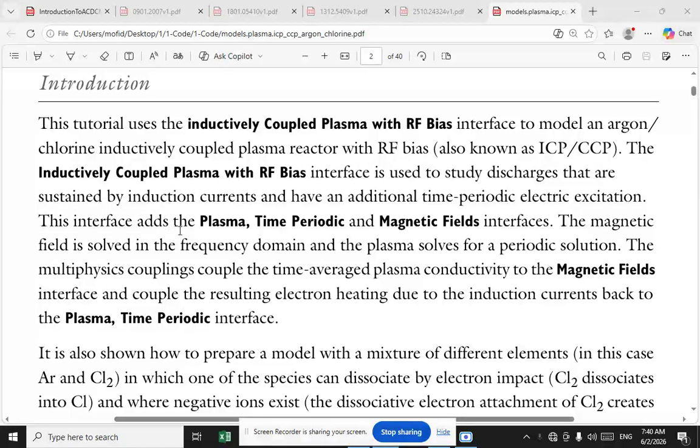The inductively coupled plasma with radio frequency bias interface is used to study discharges that are sustained by induction currents and have an additional time periodic electric excitation. This interface adds the plasma time periodic and magnetic fields interfaces. The magnetic field is solved in the frequency domain and the plasma solves for a periodic solution. The multiphysics coupling couples the time average plasma conductivity to the magnetic fields interface and couples the resulting electron heating due to induction currents back to the plasma time periodic interface.